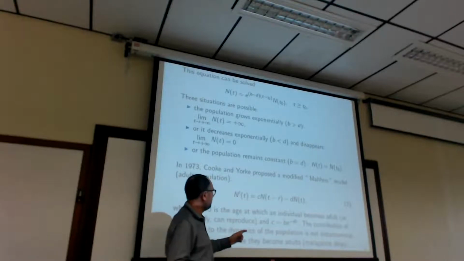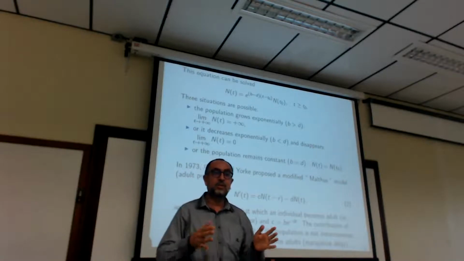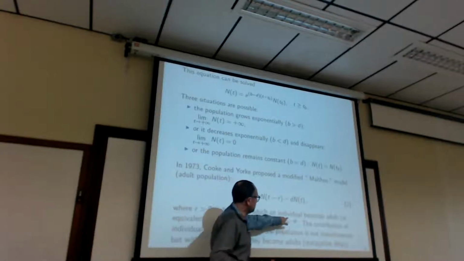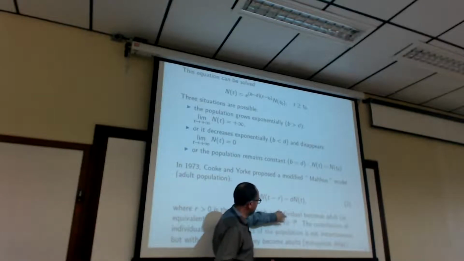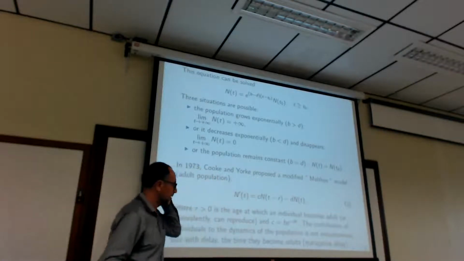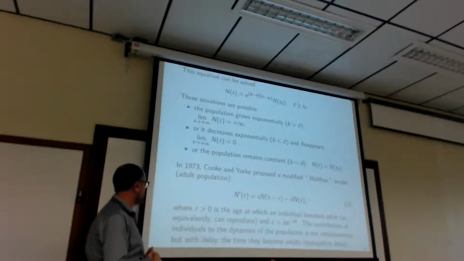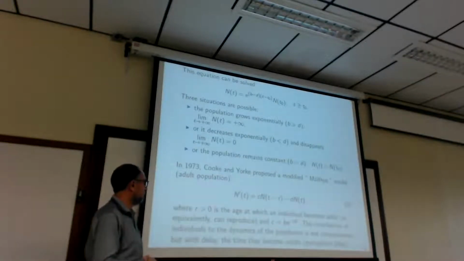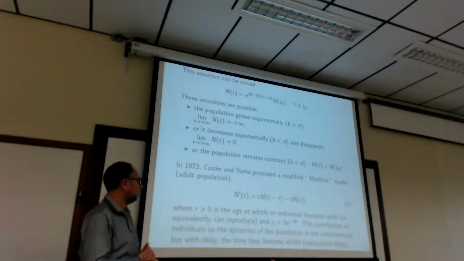Because if we assume that the rate of mortality of this population is the same as the adults, we have to take only the survivor population. And as D is the mortality rate, then the rate of surviving is given by this expression, the exponential of minus DR. Because the contribution of individuals to the dynamics of the population is not instantaneous, but you have to wait until this population becomes adults.